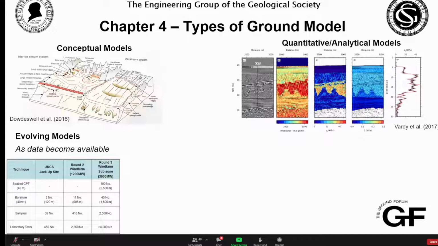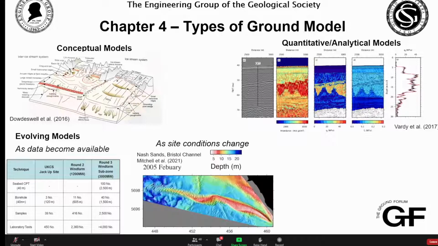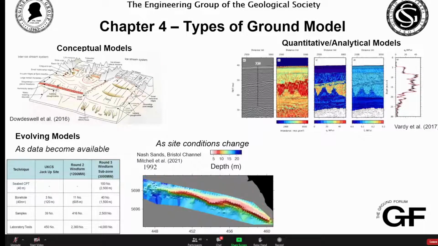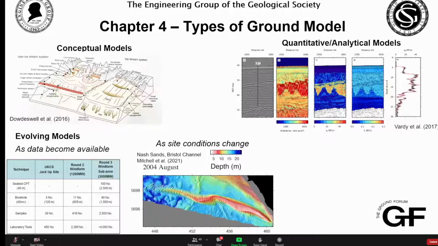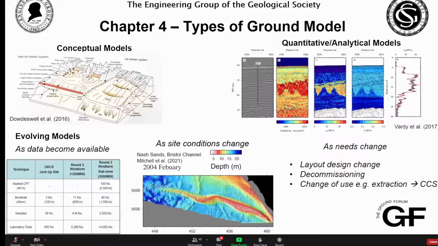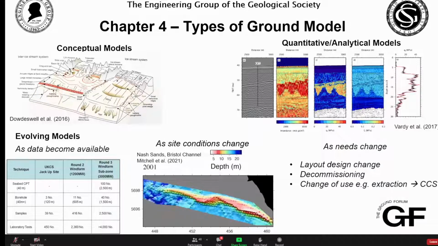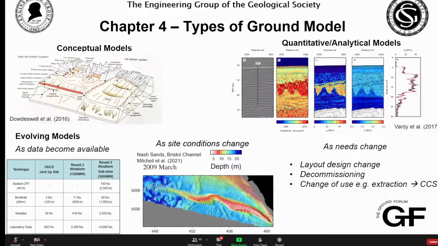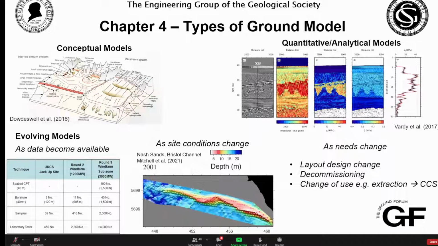We'll reference observational models and provide several examples of where a ground model type approach has been used successfully on offshore developments. And then discuss analytical models or quantitative ground models that maybe use things like an inversion of geophysical properties to get to quantitative or predictive geotechnical properties that could be used directly in design. So we'll cover all these different aspects. We'll cover the standards governing offshore ground models that currently exist internationally. But we'll also discuss the ground model and how it evolves. And so how it evolves, that's as data become available.